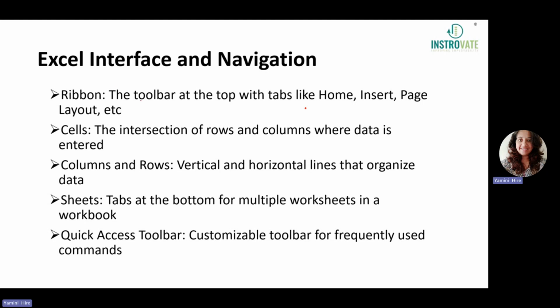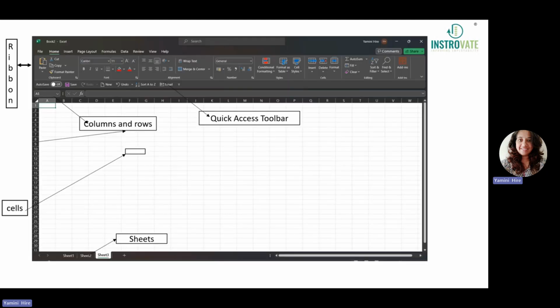The ribbon is a toolbar at the top with tabs like Home, Insert, and Page Layout. These are the main tabs: Home, Insert, Page Layout, Formulas, Data, Review, View, and Help. Whenever you select one, you will get the ribbon related to that tab. These are the menus, which have sub menus or sub features provided by those tabs. Whenever you click, the ribbon will fall down and you can see all the features and use them in your sheets.